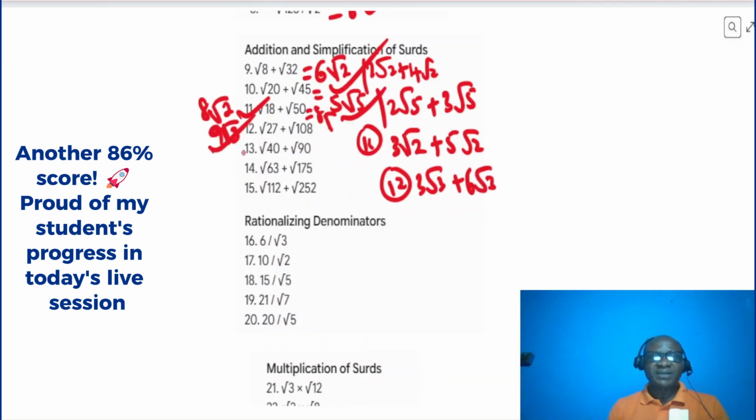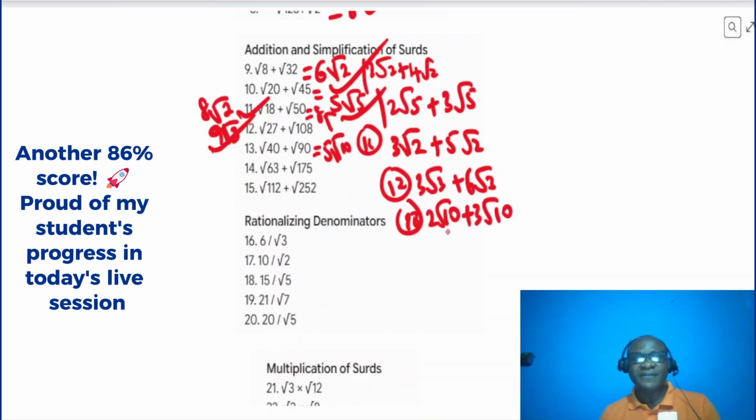Number 13. 5 root 10. Let's see. Number 13, the question has asked, square root of 40 is 4 times 10, which is 2 root 10. And then 90 is the same as 9 times 10, which is 3 root 10. The addition of the 2 will give us 5 root 10. Yeah, your number 13 is correct.